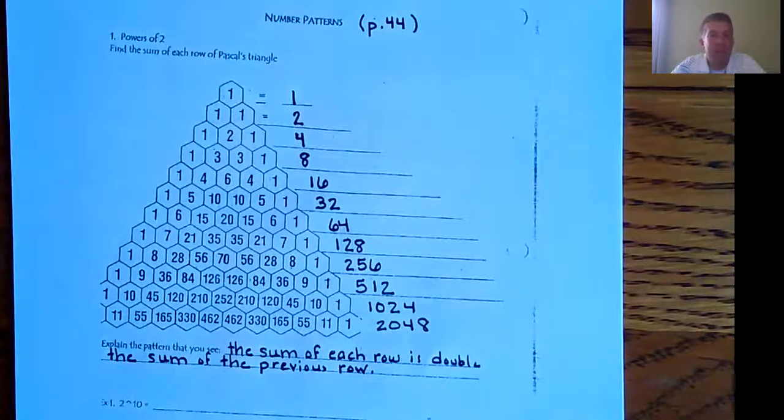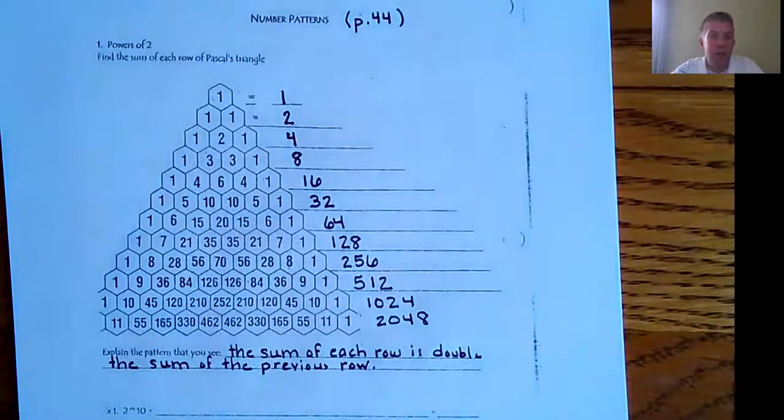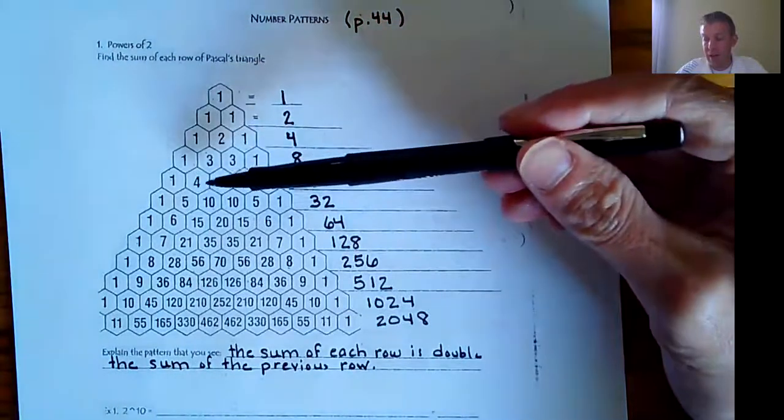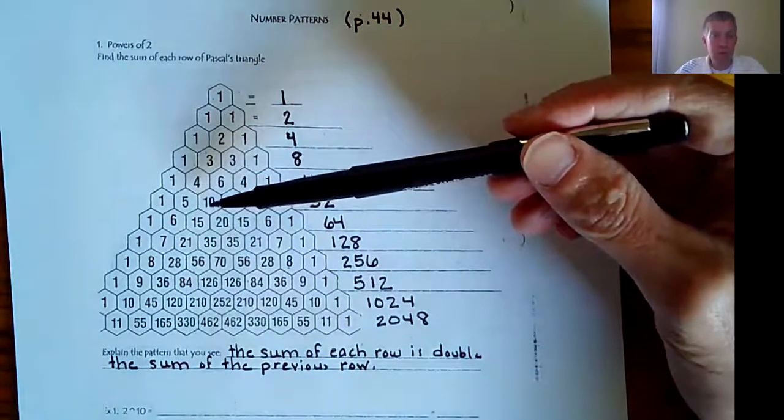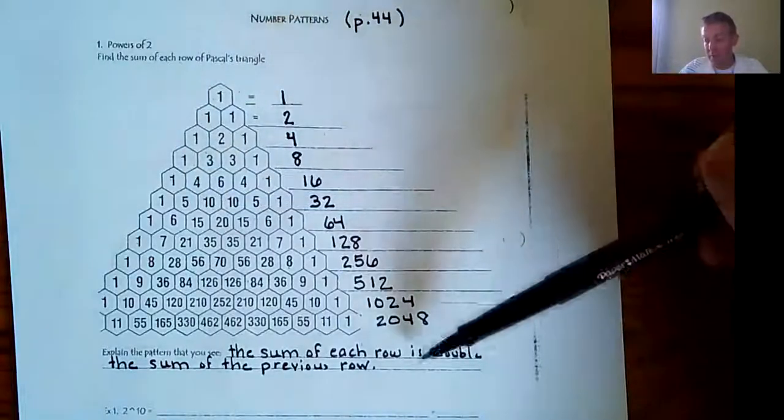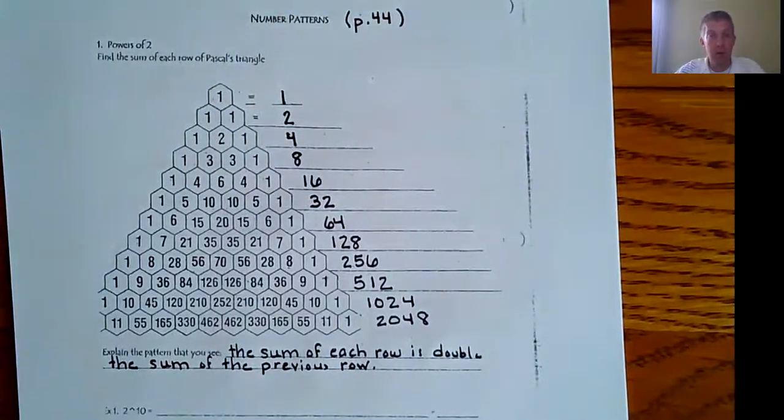And if you think about it, it's just kind of a crazy coincidence. You could probably prove the math somehow. But remember, we just formed this triangle by adding two numbers above to get the one that would fall below in the next row. And it just happens that when you do that, the sum of all the rows are always double the one before it.